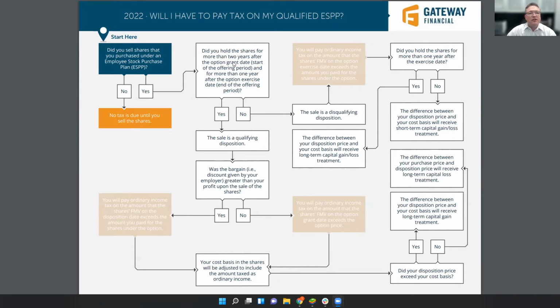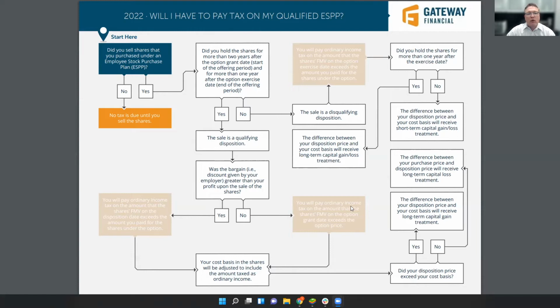So did you hold the shares more than 2 years after the option grant date? Yes or no? These are always logic statements, yes or no. If yes, then the sale is a qualifying disposition. Was the bargain, the discount given by your employer, greater than your profit upon the sale of the shares? Yes or no? You will pay ordinary income tax on the amount of the shares' full market value on the disposition date that exceeds the amount you paid for the shares under the option.